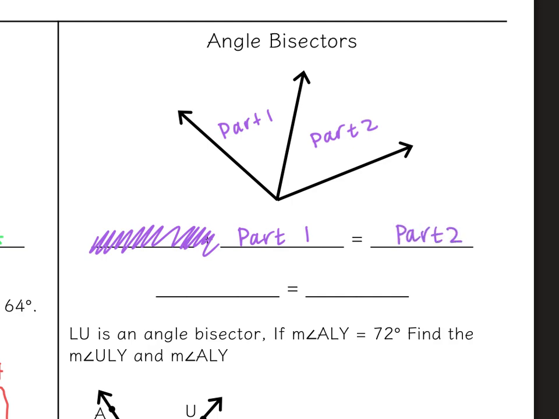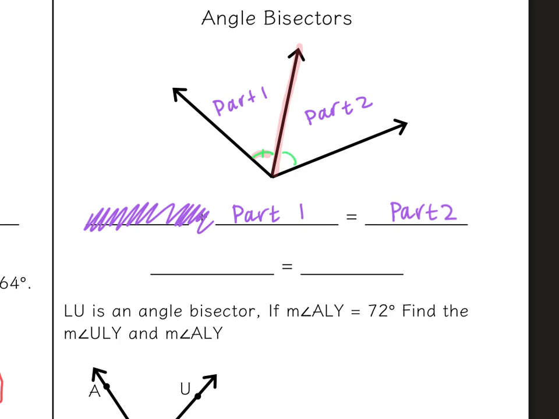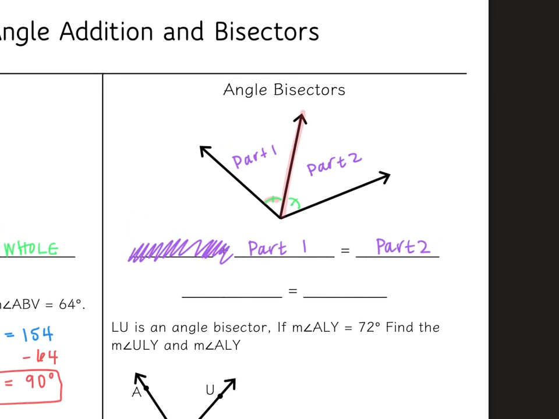If it's an angle bisector, then this line in the middle here cuts this big angle in half. It cuts it in half so that this part here and this part here are equal to each other. So if part 1 equals 50, part 2 will also equal 50. So if you're given 2 parts, then you would set them equal to each other.